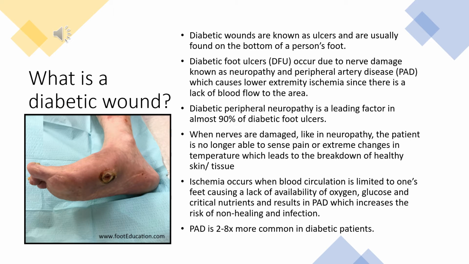First off, it is of utmost importance to understand what a diabetic wound or foot ulcer is. Diabetic wounds are known as ulcers and are usually found on the bottom of a person's foot. This can be unilateral, meaning on one foot or the other, or bilateral and can occur on both feet at the same time, depending on the extent of the disease.